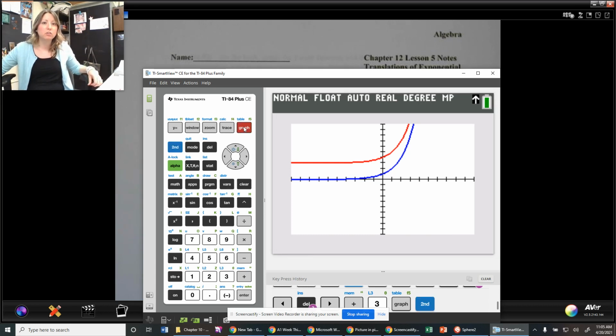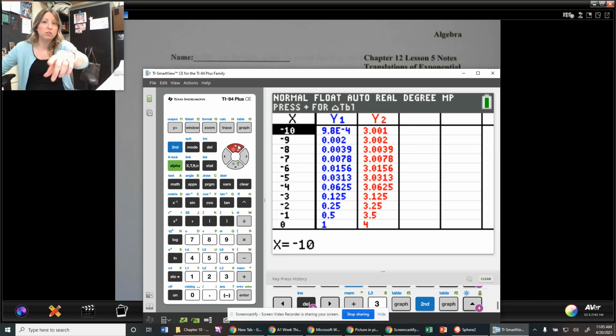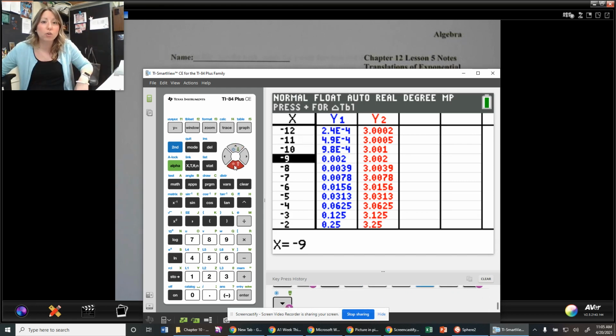If I press second in graph and I look at these values, they are approaching 3. These values going backwards, and I'll just arrow up backwards so you can see they're getting closer and closer and closer to 3. So that's how I know that y equals 3 is the horizontal line that I cannot touch or cross.